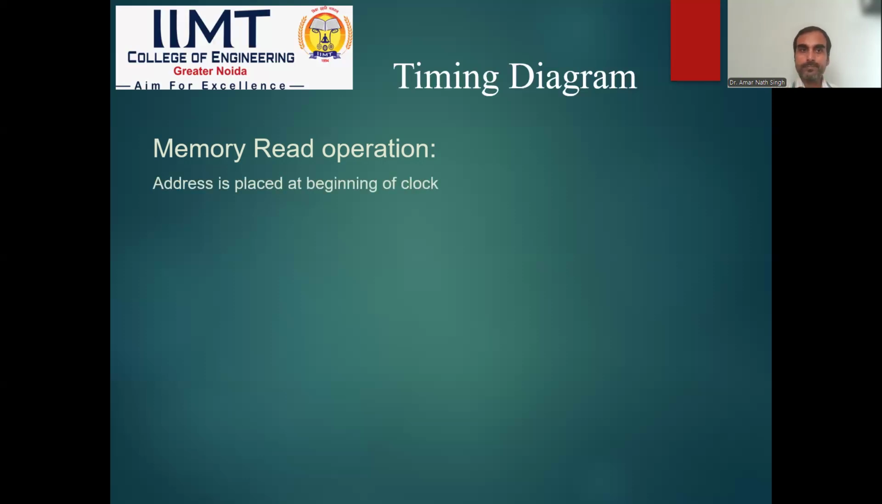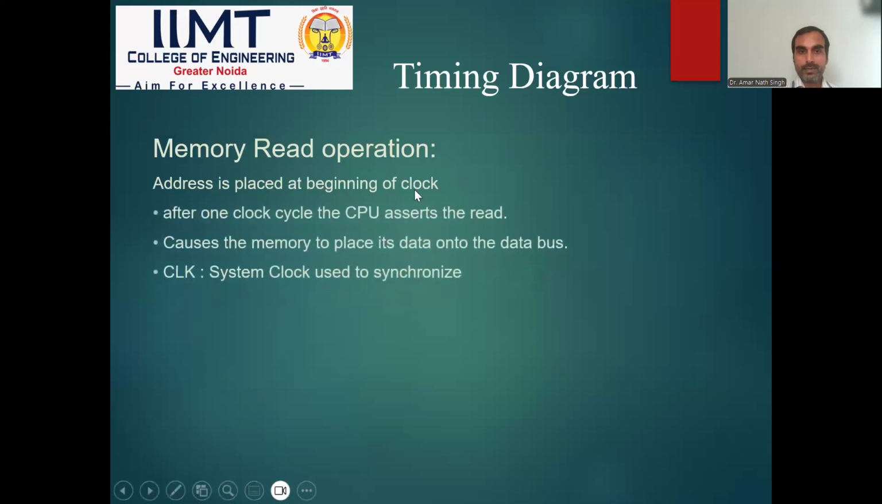Here we have this memory read operation. The first thing is that the address is placed at the beginning of the clock. Every CPU performs this operation on the basis of its clock cycle. During this clock cycle, as an example, after one clock the CPU asserts the read operation, and it causes the memory to place the data on the data bus.